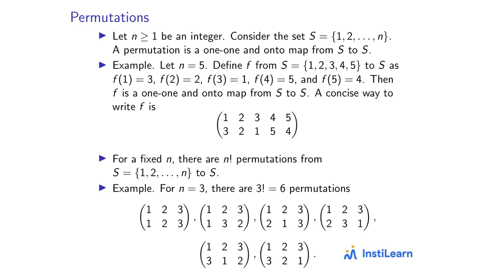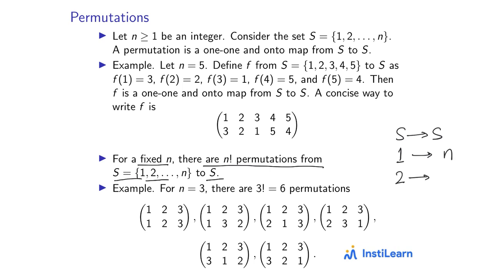If you fix n, there are n factorial permutations from the set 1 2 3 till n to itself. So how can we see that? You want a map from S to S which is one-one and onto. That's a permutation. So you want to map 1 to some number. How many choices do you have? You can map to 1 or 2 or 3 till n. So you have n choices.